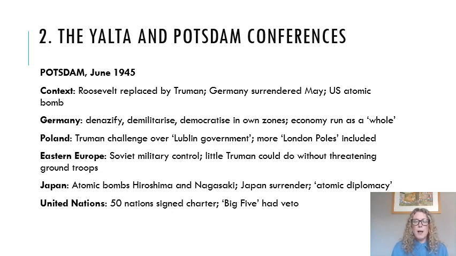In terms of Japan, the Americans dropped atomic bombs on, first of all, Hiroshima and then Nagasaki just after the Potsdam Conference. And that forced Japan to surrender. It also is believed to have been perhaps motivated by an attempt to show the Soviets how powerful the Americans were and try to get Stalin to back down on certain issues and to do what the Americans hoped that they would do with regard to, for example, the new governments in Eastern Europe.